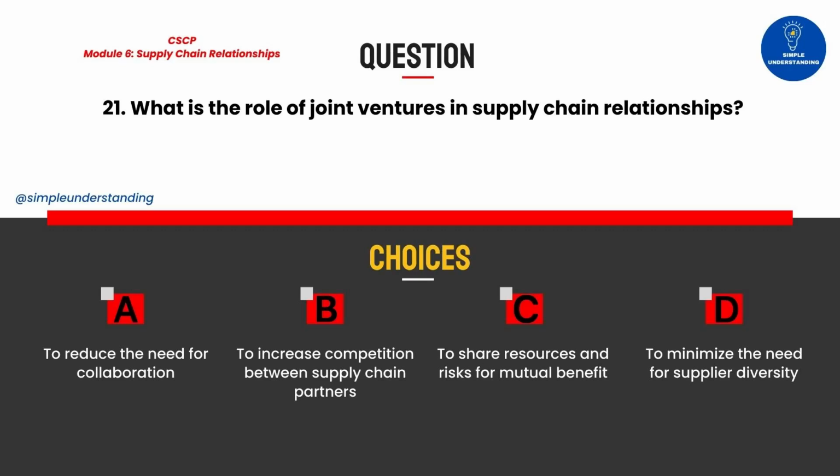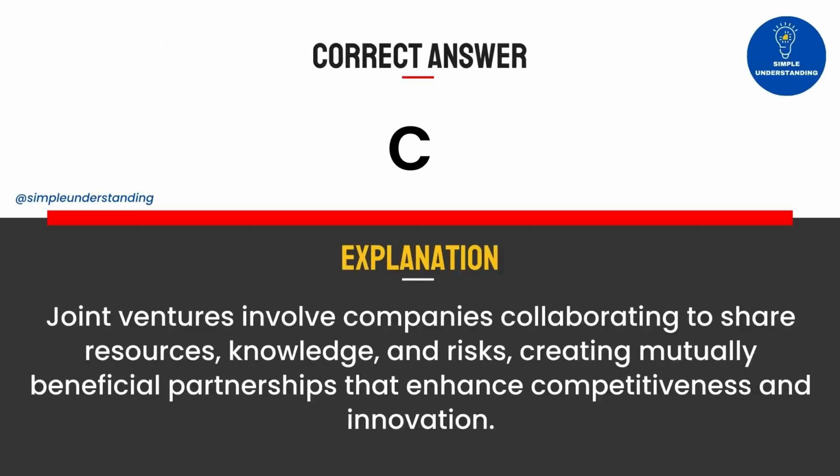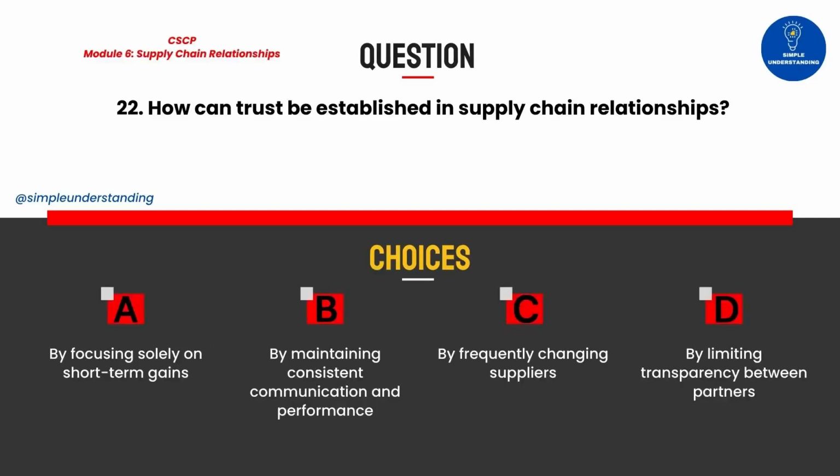21. What is the role of joint ventures in supply chain relationships? A. To reduce the need for collaboration. B. To increase competition between supply chain partners. C. To share resources and risks for mutual benefit. D. To minimize the need for supplier diversity. Correct answer: C. Explanation: Joint ventures involve companies collaborating to share resources, knowledge, and risks, creating mutually beneficial partnerships that enhance competitiveness and innovation.